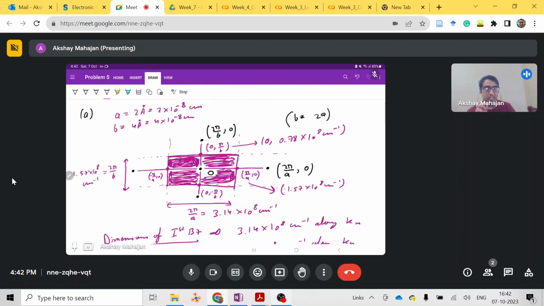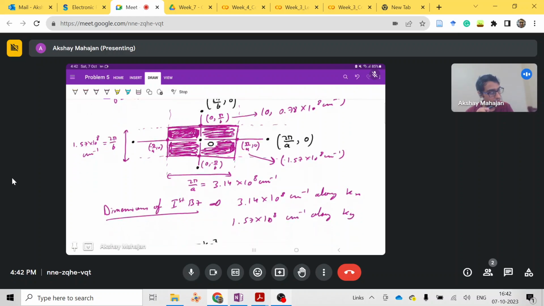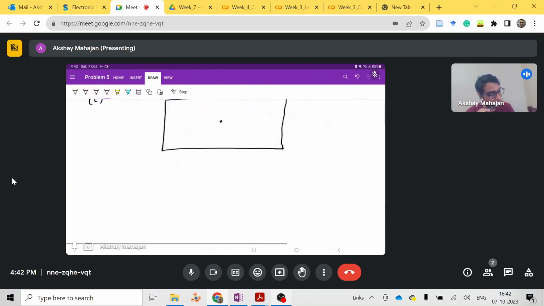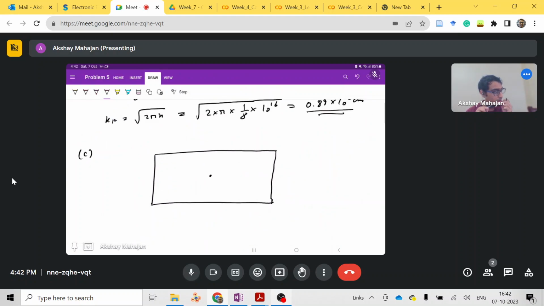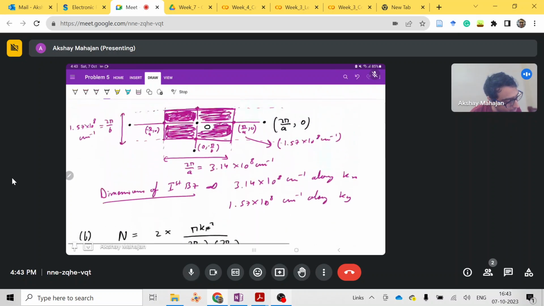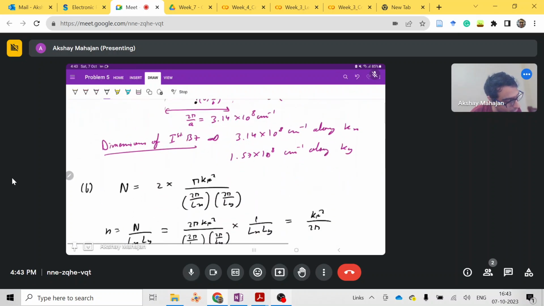Although these are in centimeter inverse, I am going to take this centimeter inverse as our length. Maybe somewhere some people have done it a little differently, but I am going to go with this. Basically this is my gamma point, and I am considering this as my length. This length from here to here I am considering as 1.57 into 10 to the power 8.